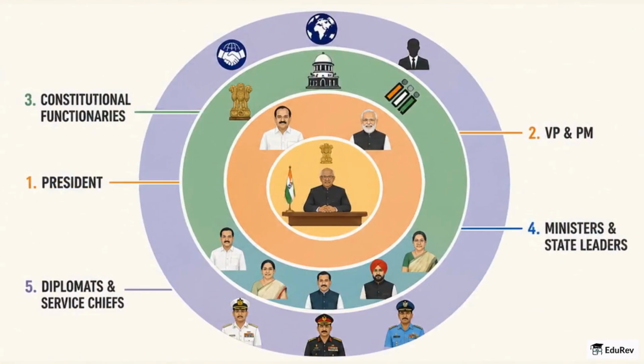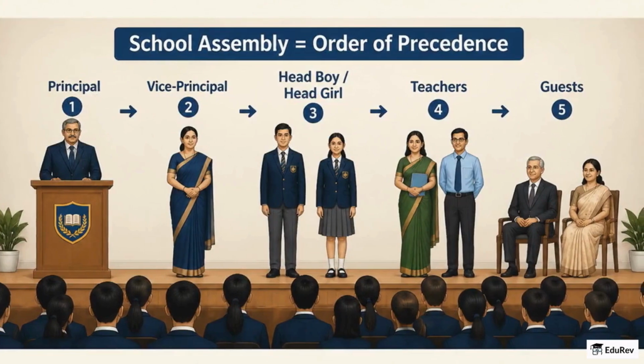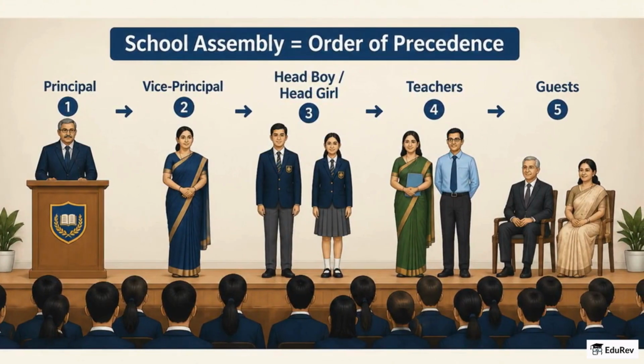A short visual trick is to imagine concentric circles: the President in the center, then Vice President and Prime Minister nearby, then constitutional functionaries, then ministers and state leaders, and finally, diplomats and service chiefs. Another way to remember is a classroom metaphor. Imagine a school assembly with principal first, vice principal second, head boy or head girl next, then teachers and guests.